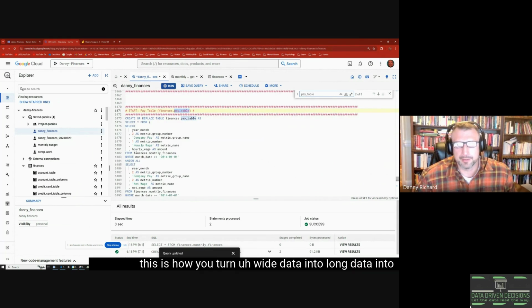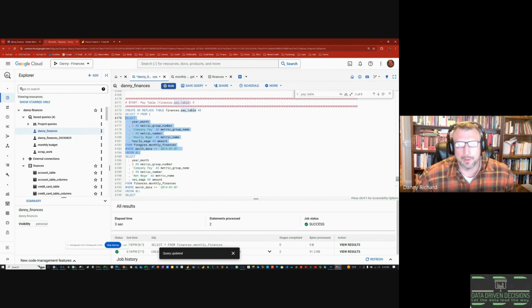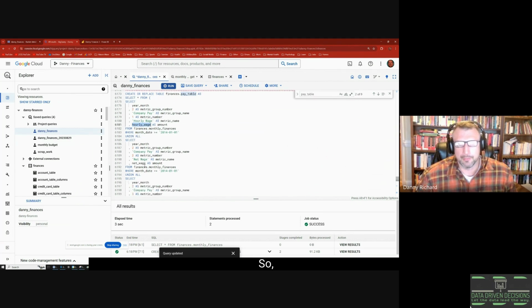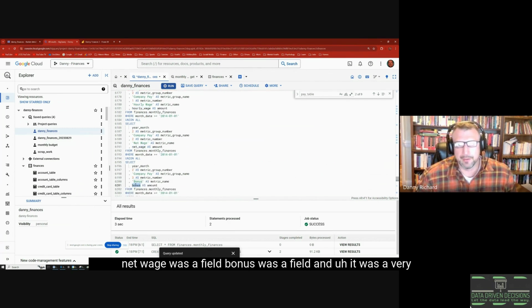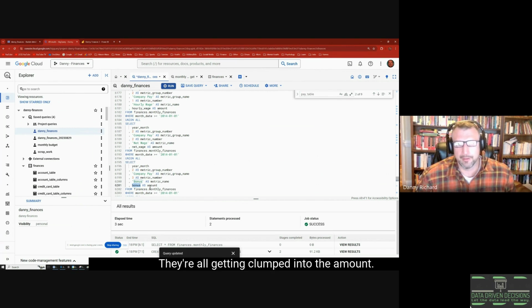This is how you turn wide data into long data, into columnar data. I'm just creating a row in the data, honed in on this variable right here, and then I'm stacking it with another variable. So beforehand, in the data, hourly wage was a field, net wage was a field, bonus was a field, and it was a very wide table, but now it's going to be a very long table where you're not going to see variables such as hourly wage and net wage and bonus. They're all getting clumped into the amount. And then this field right here is telling you what the field is.